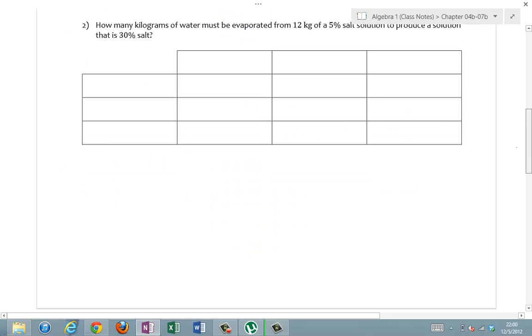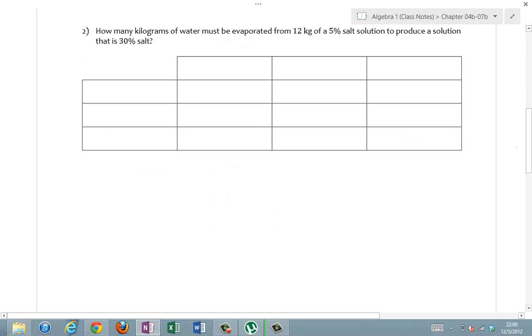Moving along. How many kilograms of water must be evaporated? See, we never add acid. We evaporate. This is not a dilution. This is concentration. And that's how we make things more concentrated. We just let the water go away. How many kilograms must be evaporated from 12 kilograms of a 5% salt solution to produce a solution that is 30% salt? So we're starting with a 5% salt.